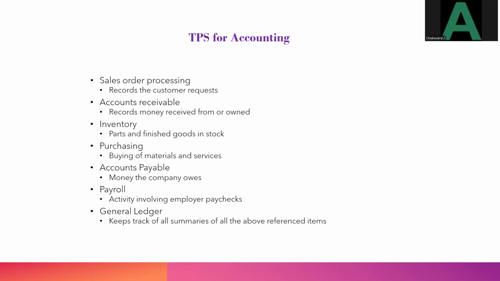You have purchasing, buying of materials and services. When do we buy? When do we place orders from the suppliers? Accounts payable is the money the company owes. It also records that very transaction. Payroll covers activities involving payment of salaries and wages. The ledger keeps track of all the summaries of the above for reference purposes.